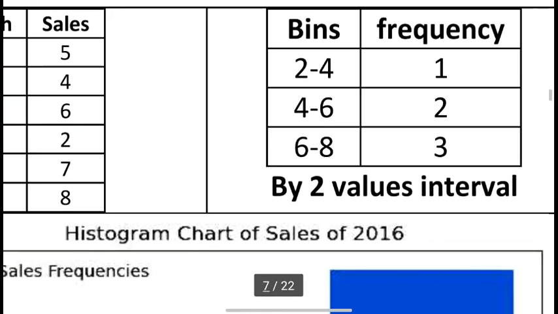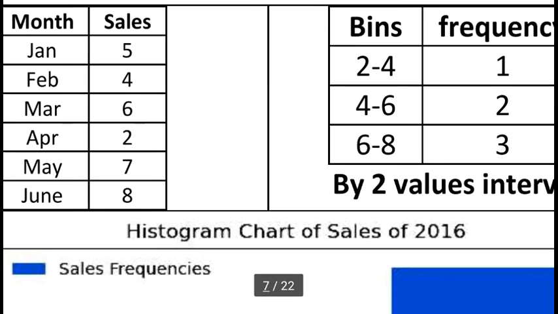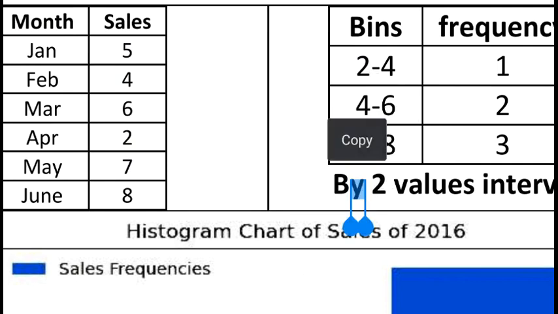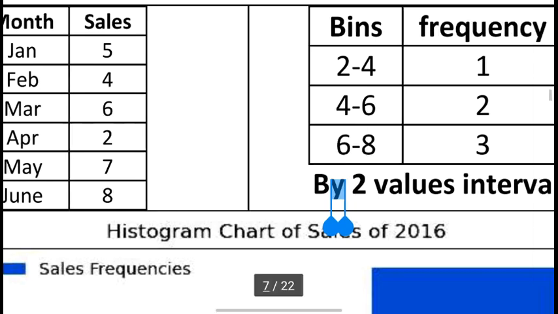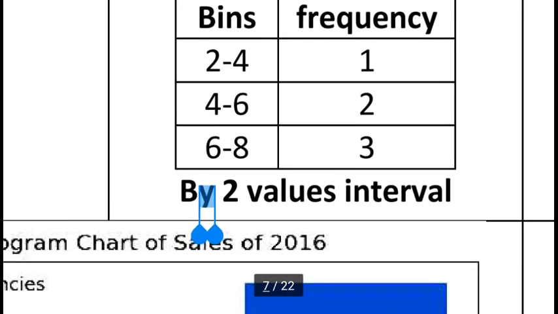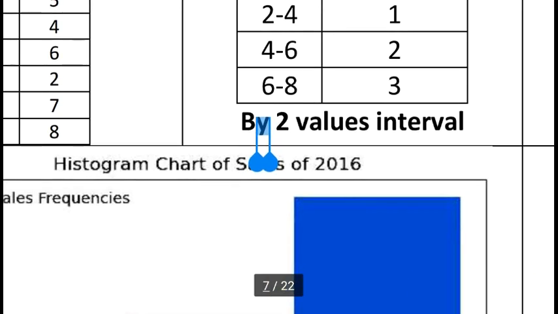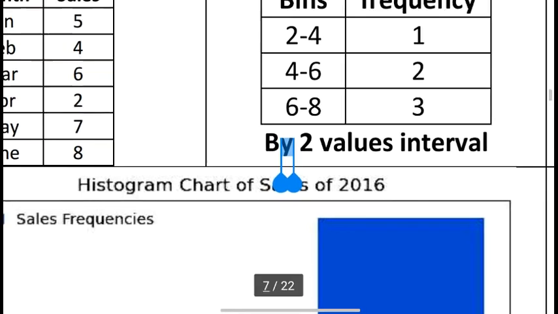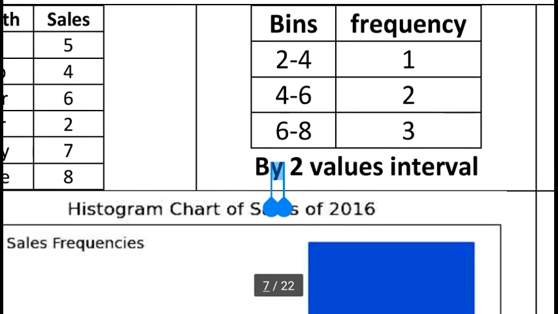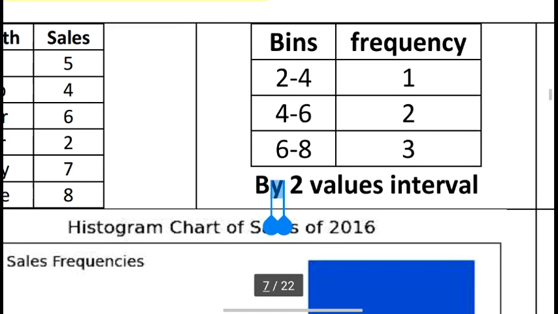Here it is 1. For the 4 to 6 range, how many cells are present? 4 to 6, you can see 1, 2, as 6 will not be included. So this is a total of 2 values. And the last group is 6 to 8. In the 6 to 8 range the total is 3. 6, 7. In the last group all values are included. So this is our frequency.